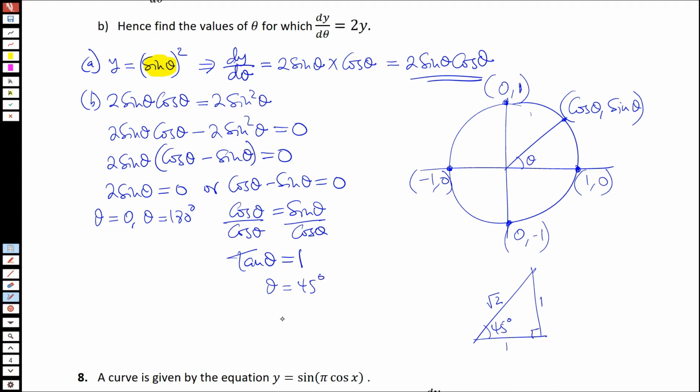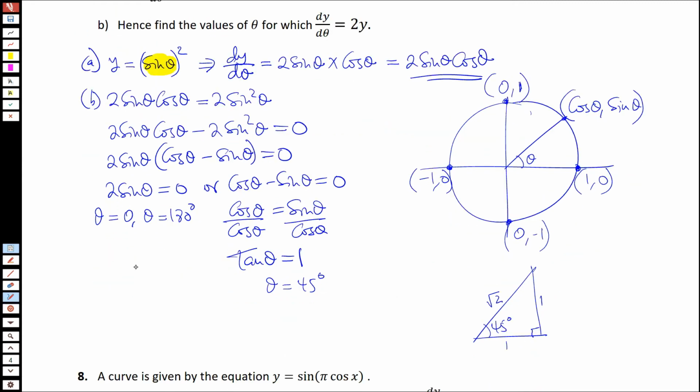Because the domain here is given in radians, our answer should also be given in terms of radians. So here, of course, theta is equal to 0. That's one. And also, theta can be equal to 180 degrees, which is pi radians. And if you convert 45 degrees to radians, that will be equal to pi over 4. So pi over 4 radians. And these are the required values of theta for which the derivative of this function is equal to 2 multiplied by the original function. Okay.